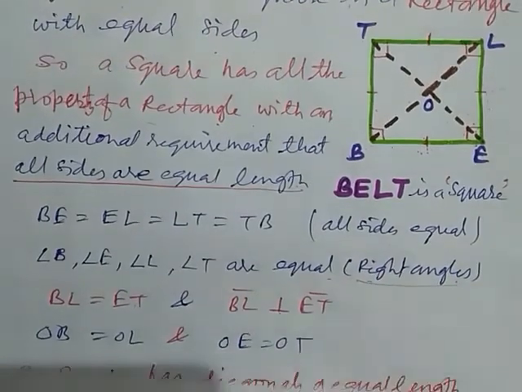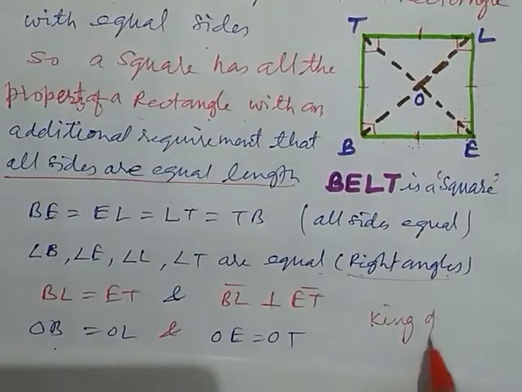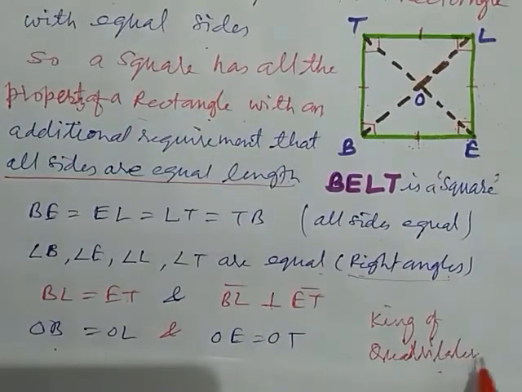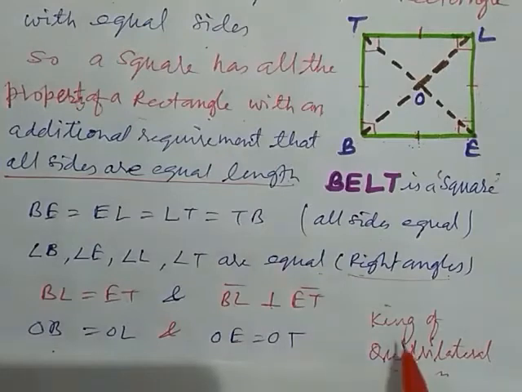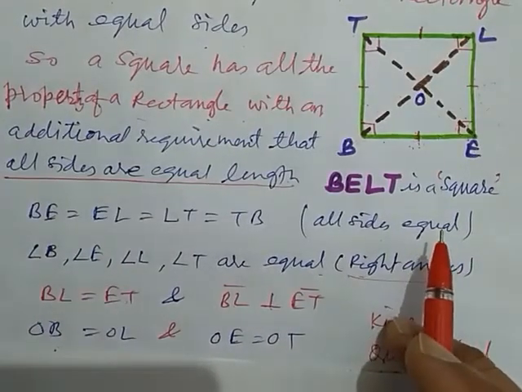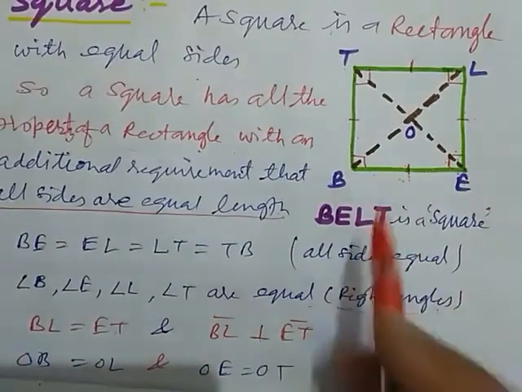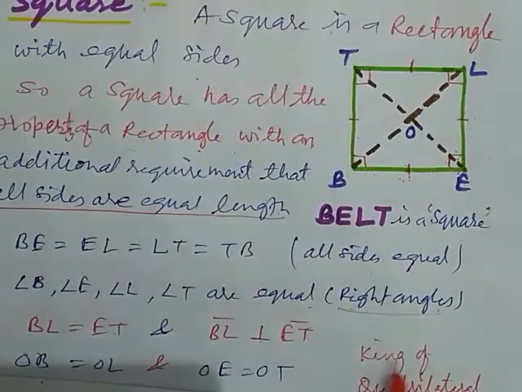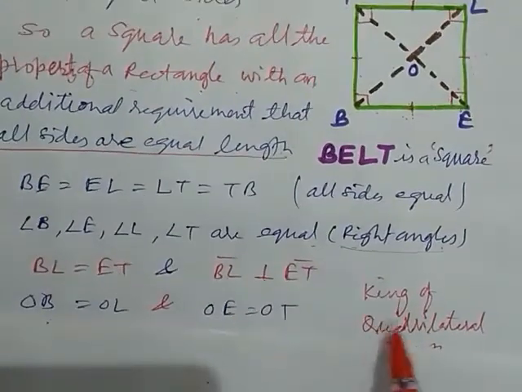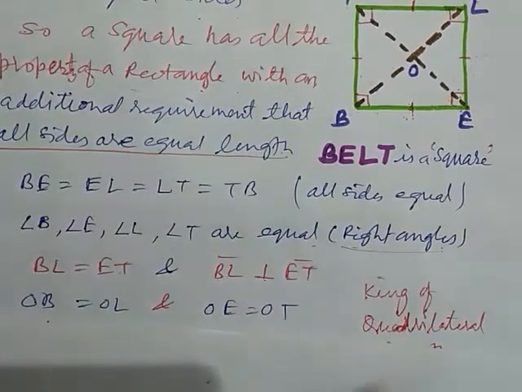So square is a king of quadrilateral. What is the information we receive? Square is a king of quadrilateral. This is very important information. A square can be any type of quadrilateral, but any type of quadrilateral is not necessarily a square, but a square can be every type of quadrilateral. That's why this is named the king of quadrilaterals. Always remember, this is a special information we have to receive.